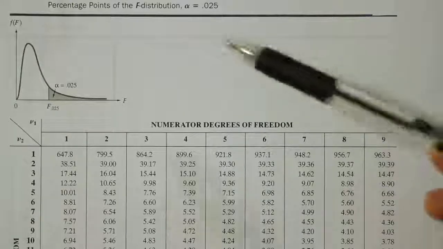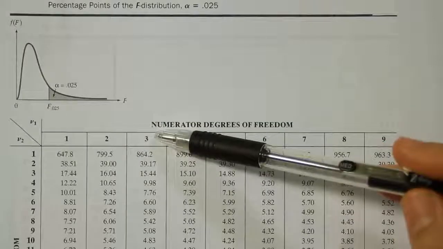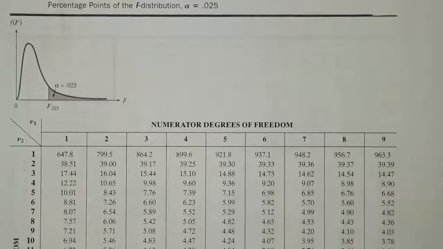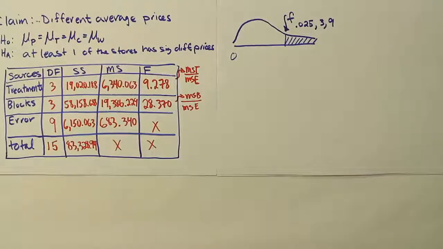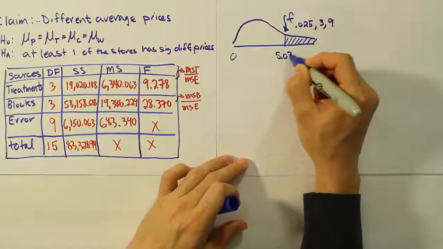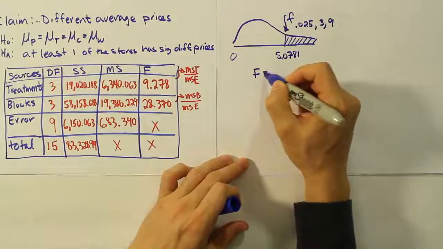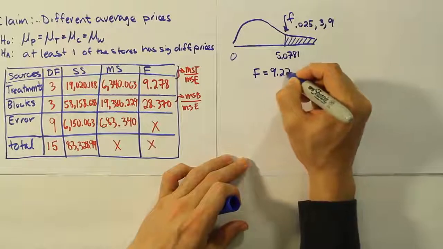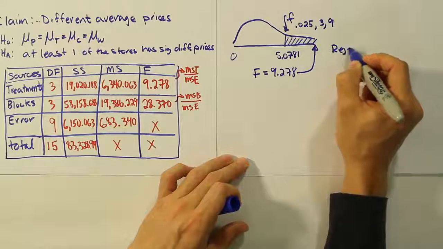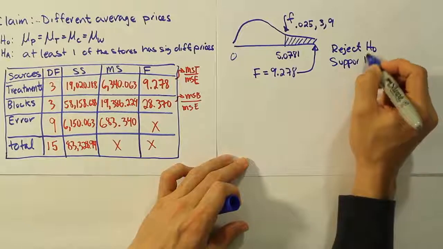Okay, so we're on the F table, the 0.025 F table, and we're looking for numerator degrees of freedom 3 and denominator degrees of freedom 9, and we find the answer 5.08. Okay, so we found our critical value to be 5.0781. Now looking at our F test statistic for treatments, we found it to be 9.278. So that's clearly in the reject H0 region. So we're going to decide to reject the null hypothesis, therefore support the alternative hypothesis.